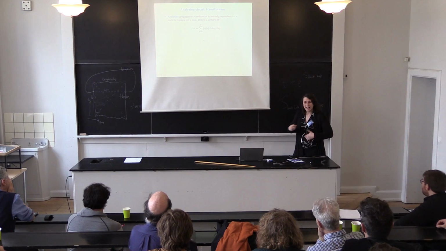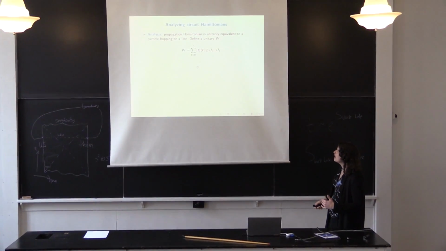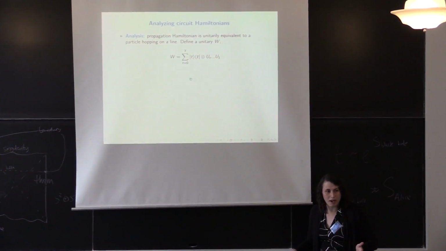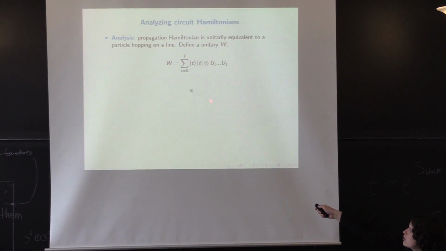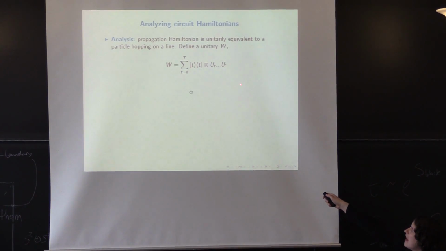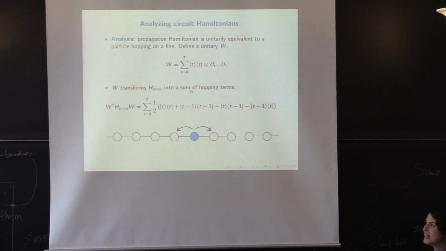Okay, so how do you analyze this construction? It turns out that this propagation part of the Hamiltonian is unitarily equivalent to a particle hopping on a line. To see that, you define this unitary W, which acts conditionally at each time and performs the circuit up to that time. When you conjugate the Hamiltonian with this unitary, you're left with an identity on the time register, and all you're left with is a Hamiltonian that describes a particle hopping on a line.